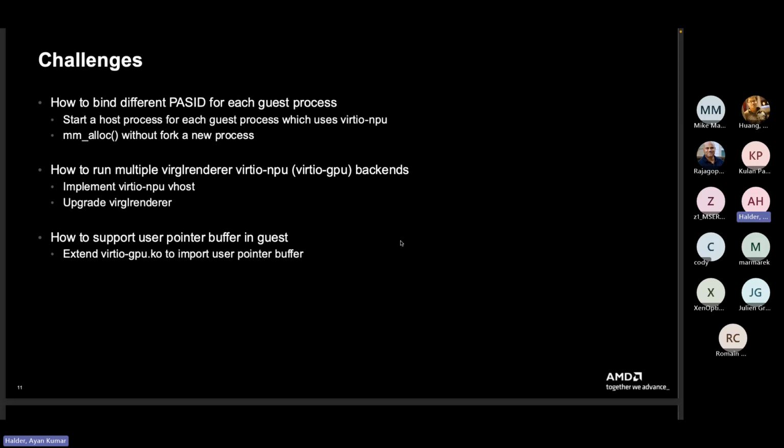The third challenge we have is how to support the user pointer buffer in the guest. That means in a lot of use cases, a buffer is allocated by the application and then registered to the device, to the driver. That process is not supported by the VirGL GPU front end today. So maybe we can extend this VirGL GPU to support the user pointer buffer.